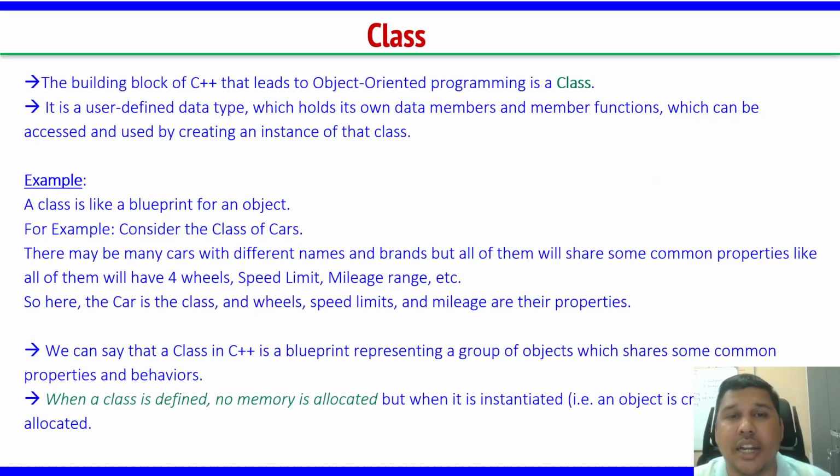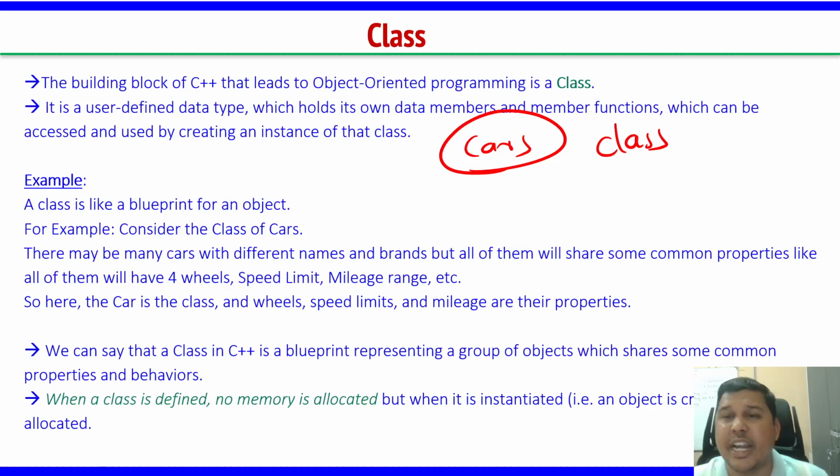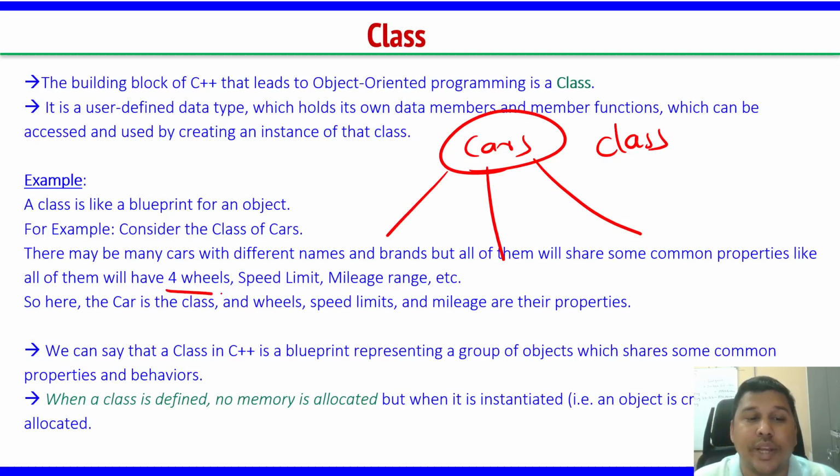Now let's try to understand a little more about class. A class is like a blueprint for an object. Example, let cars be the class, a category. Cars is one category of vehicles. There can be different cars with different brands, right? There can be BMW, Audi, and a lot of other cars. But they have some common properties like four wheels, speed limit, mileage range, etc. Every car has some common properties.